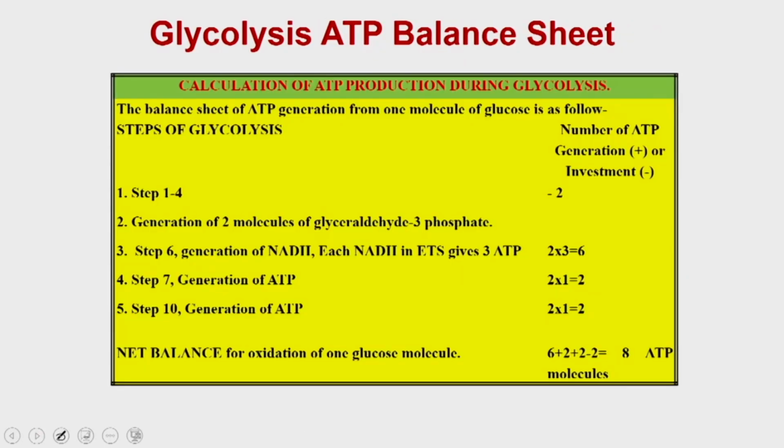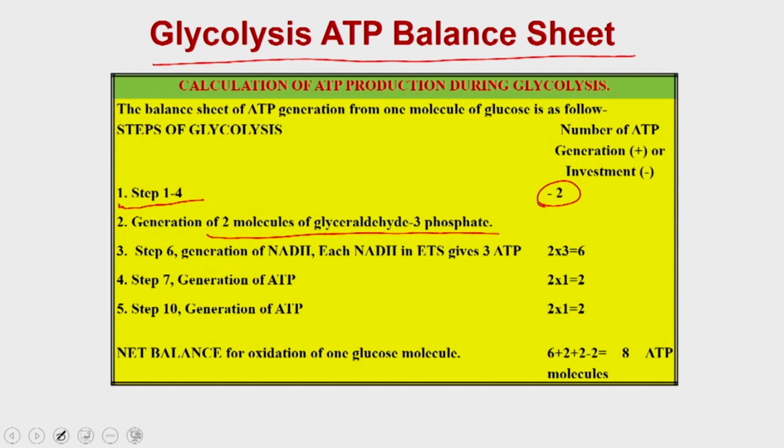So, let us see the glycolysis balance sheet. The balance sheet is like this, as we discussed. In steps 1 to 4, you are actually spending 2 ATPs, and then in the subsequent step you are generating 2 molecules of glyceraldehyde 3 phosphate, and in step 6 you are generating NADH. Each NADH molecule, when it goes to the electron transport chain, generates 3 ATP, which means from the 2 NADH molecules you are going to get 6 ATPs.